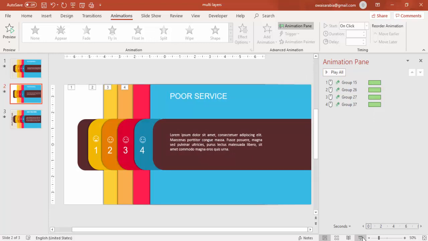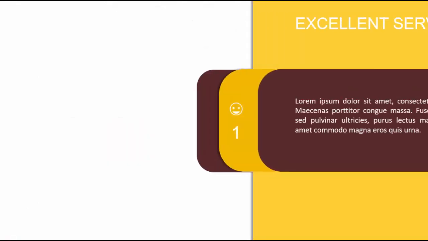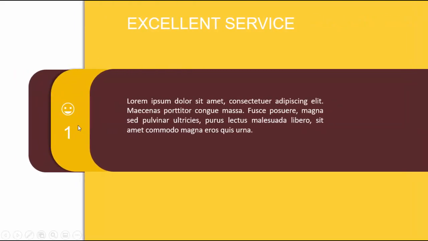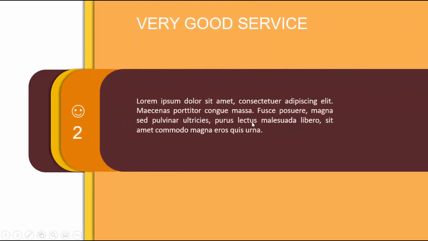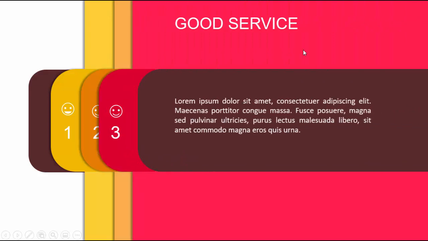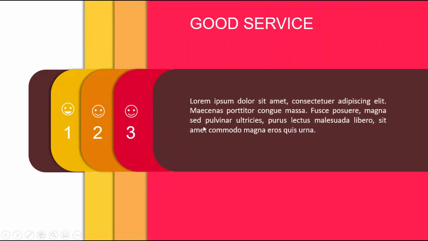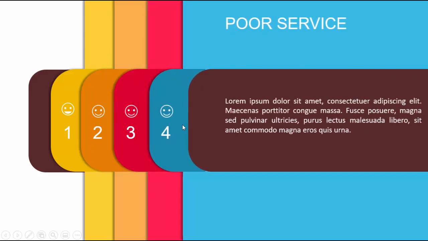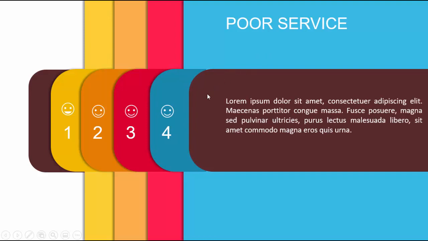So let's see in the slideshow. So when I click, the first option will come, which is excellent service, and the detailed text will come here, and then option 2, which is very good service, will come. Then option 3 will come, good service, and the last option 4, which is poor service, will come. And if you want, you can increase the slides till 6 or 7 also, depending on the size and your text.